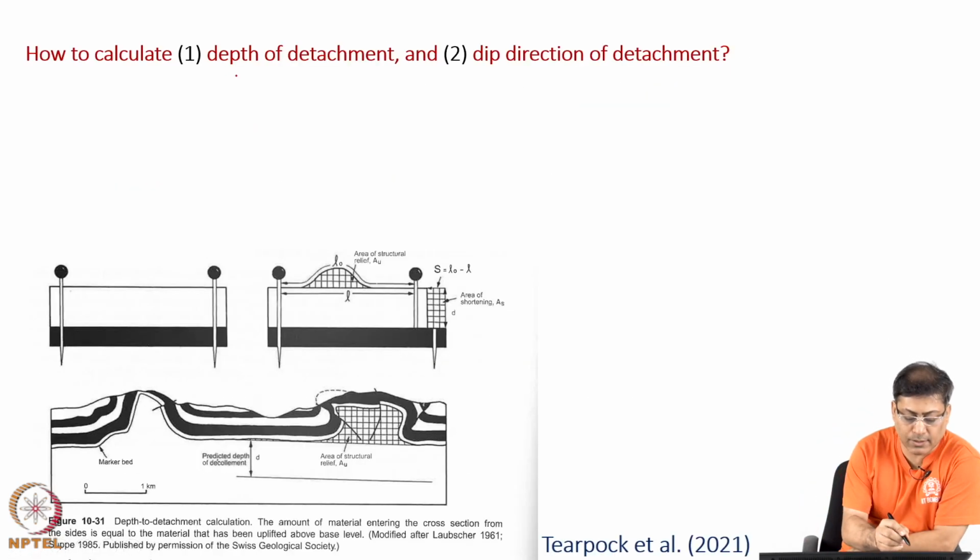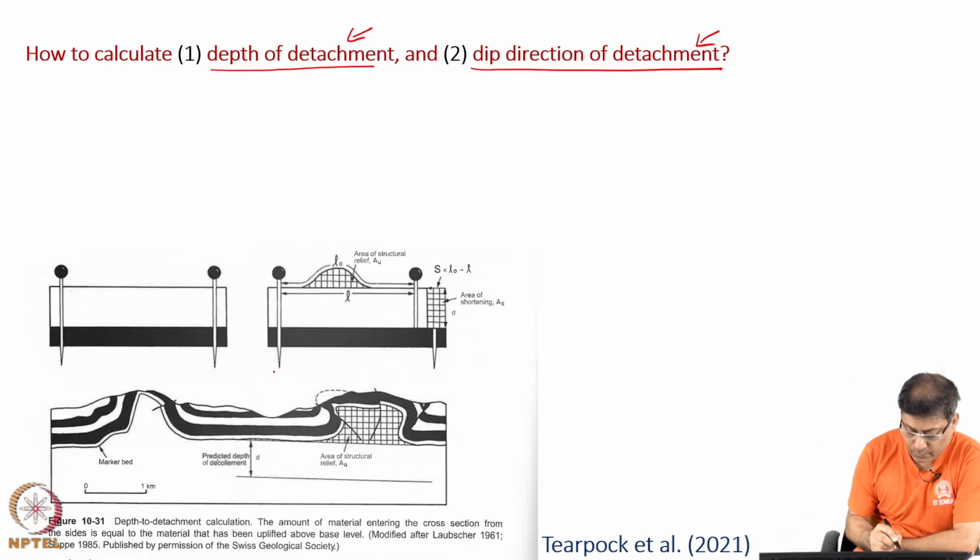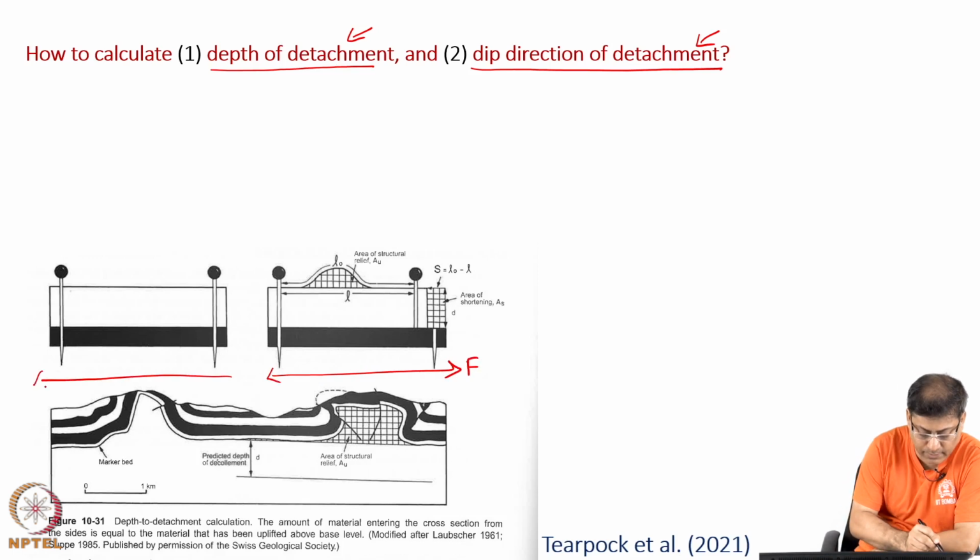One novel application of cross-section balancing is to find out the depth of detachment and the dip direction of detachment. Consider this as a final product that you have obtained from field work, and here is the initial condition, which is the cross section after being balanced. What has happened here? We are finding a folded layer, and through some studies we have come to know that at some depth lies the detachment.